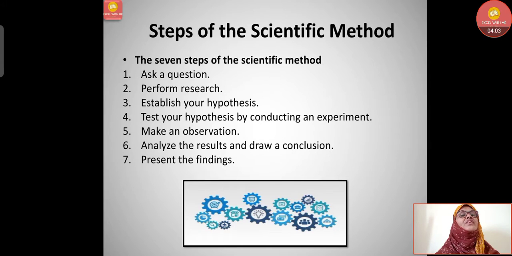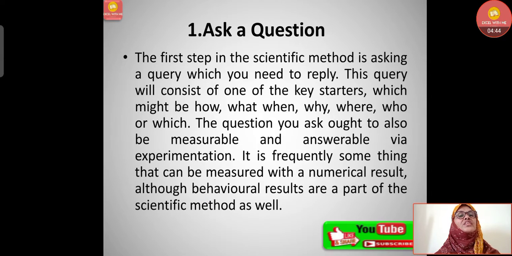Now what are the steps of the scientific method? Let's understand. There could be many according to the situation and problem. Here I have taken 7 steps of the scientific method. Let's see what those 7 steps are. First, ask a question. Second, perform research. Third, establish your hypothesis. Then fourth, test your hypothesis by conducting an experiment. Then make an observation. Then analyze the results and draw a conclusion. Then present the findings. So these are the 7 steps. We will now discuss each of the steps in detail.